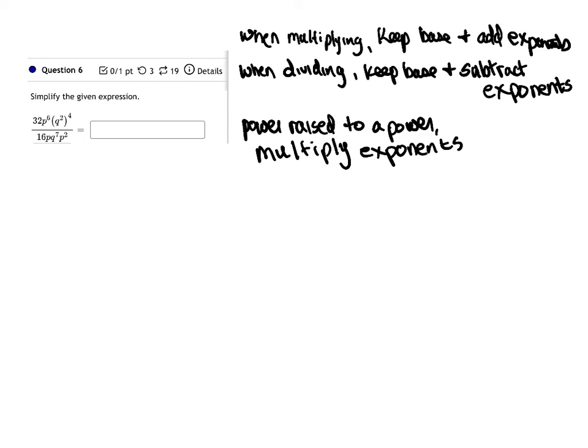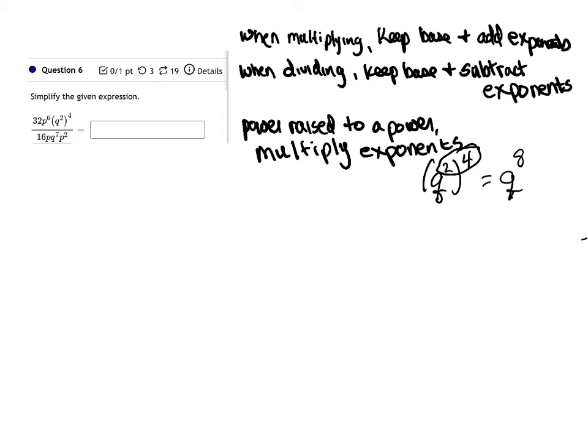All right, these are monomials, but they're a little bit more complicated. Remember, when we multiply, we keep the base and add the exponents. When we divide, we keep the base and subtract the exponents. And this one also has a power raised to another power. When you have a power raised to another power, like this, we have q squared raised to the fourth, that's when you multiply those exponents. So that would be q to the eighth. 4 times 2 is 8.